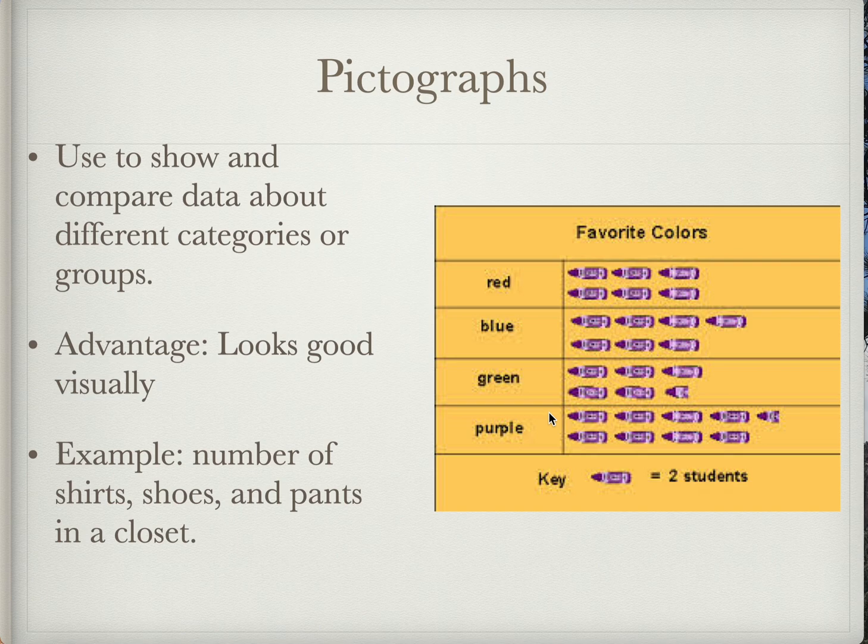So it could be any category: number of shirts, shoes, pants in a closet. Could be favorite colors. You don't want your numbers to get too big for this, or it gets kind of hard, unless in your key, it represents a million or a large number. But okay, so that's kind of like a bar graph. And you could make this like a bar. This one's not a bar as much because they kind of overlapped.